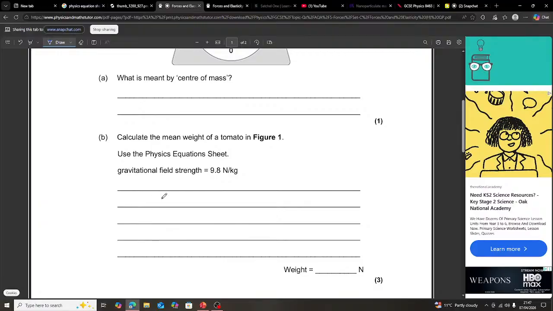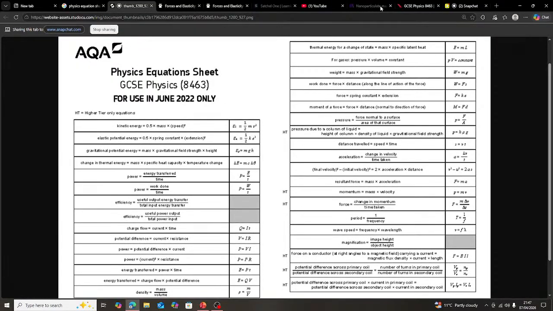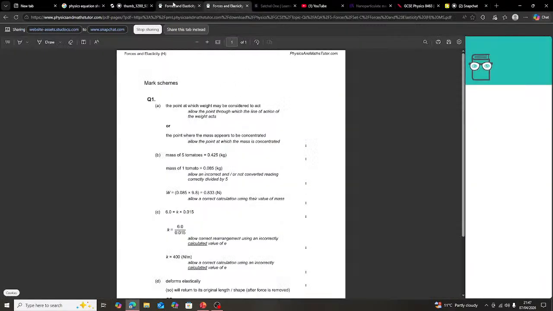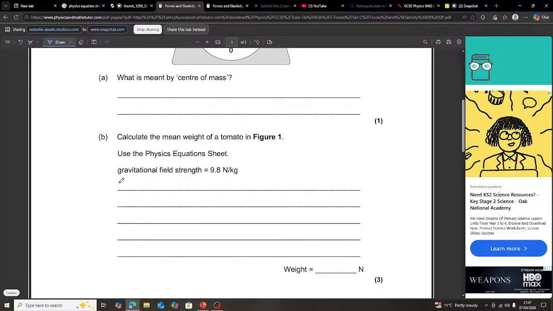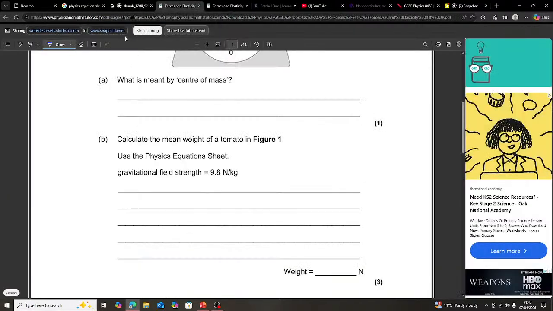So we have mass and gravitational field strength. It would be on this side, this paper 2. Okay, zoom in a bit. Oh, I see it. Weight equals mass times gravitational field strength. So it's 425 times 9.8.